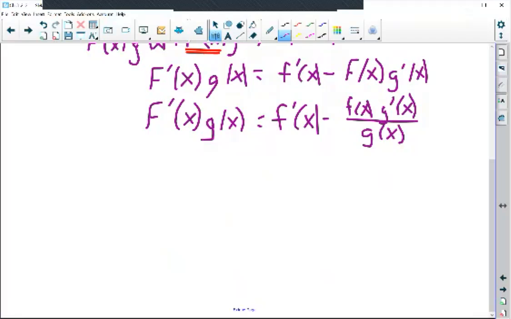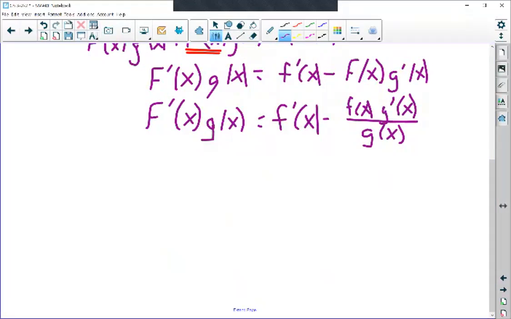Everyone okay with that? We understand that, Mr. Gingrich? You just multiplied and rewrote it as a single fraction after the subtraction. It's exactly what I did. And because that fraction looks kind of lonely on the right-hand side, I'm going to use common denominators so I can write the entire right-hand side as a single fraction. So f prime of x, I'm going to multiply by g of x over g of x.